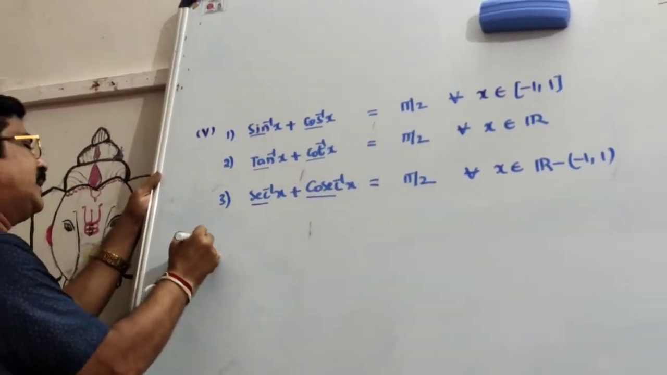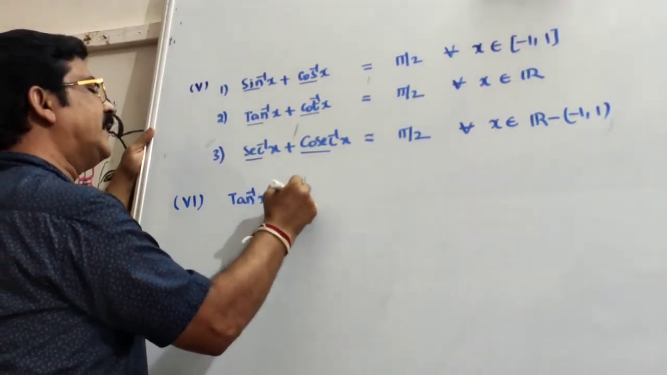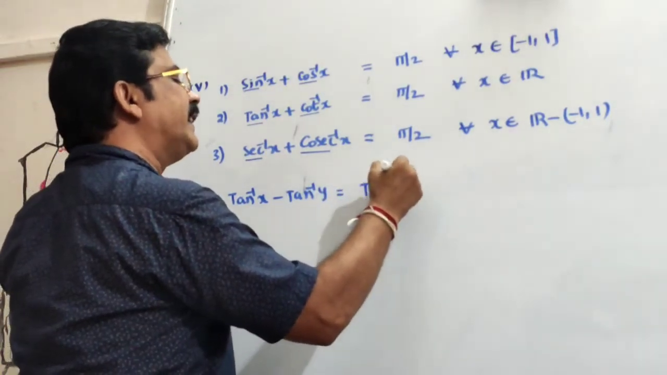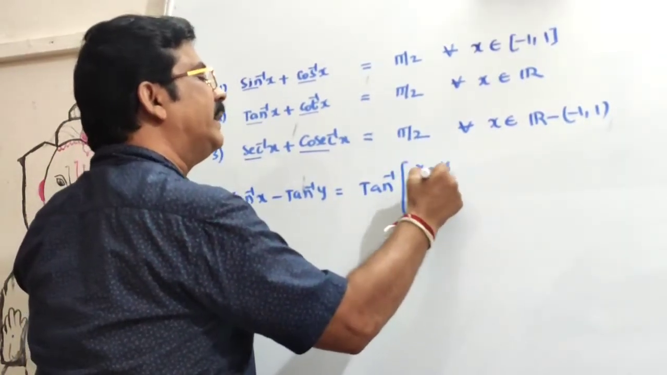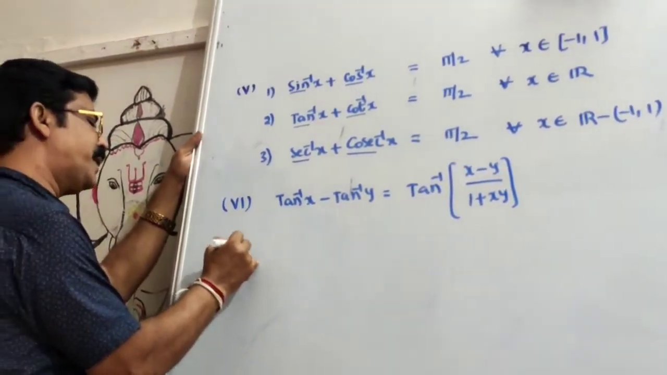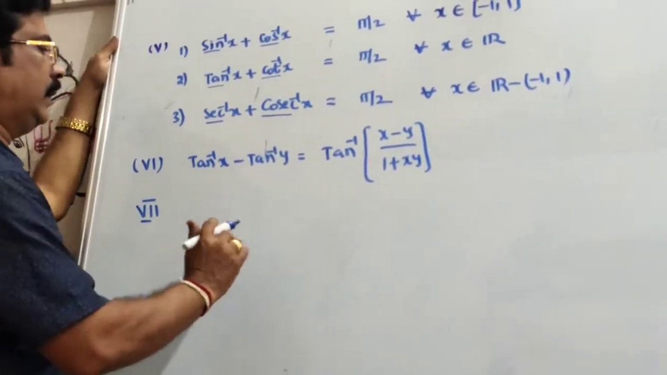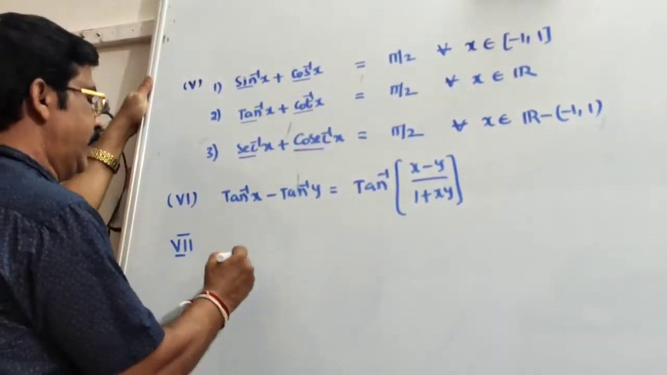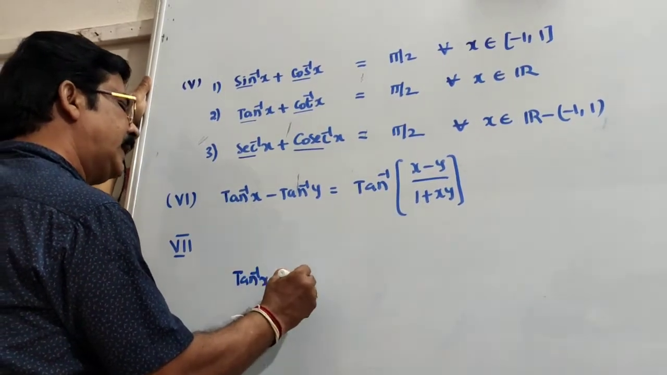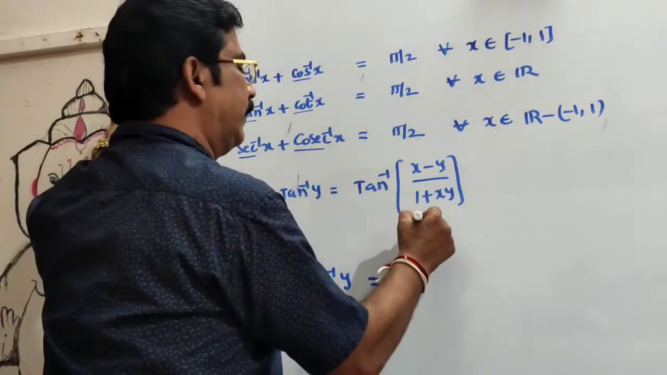Next number 6. Here one simple formula, tan inverse x minus tan inverse y. It is true in all cases as tan inverse of x minus y divided by 1 plus xy. Now very most important formula, tan inverse of x plus tan inverse of y. Here two main cases are there.